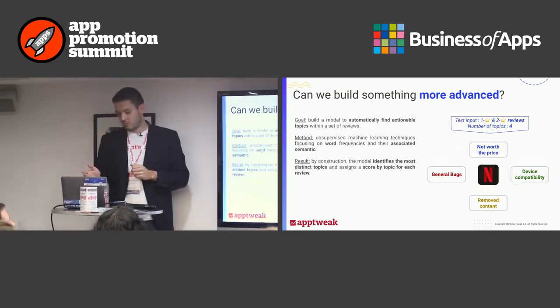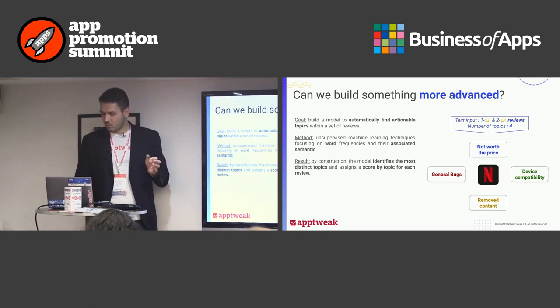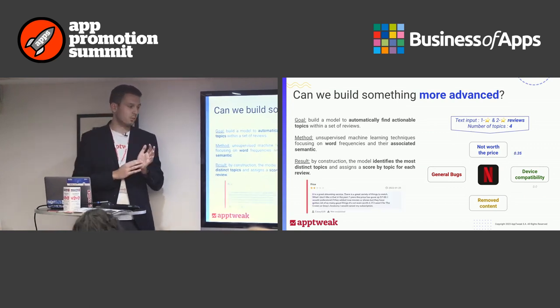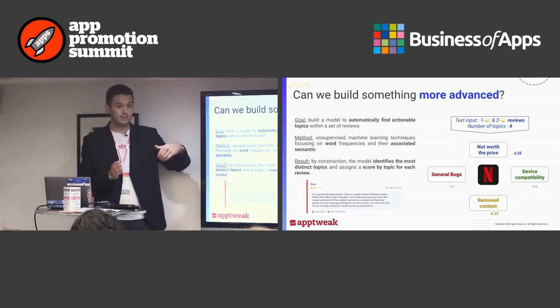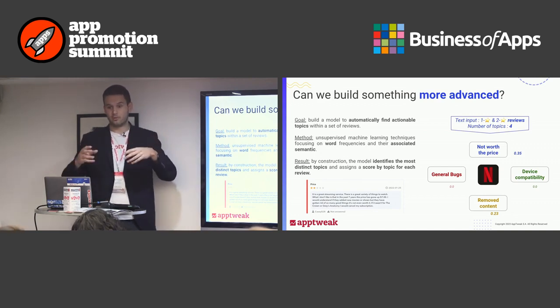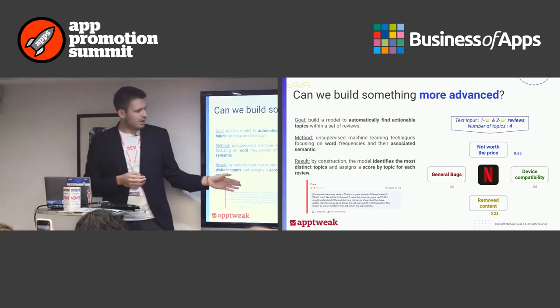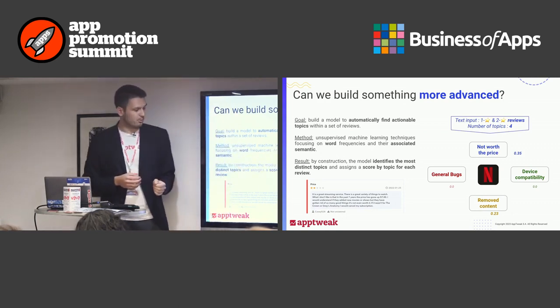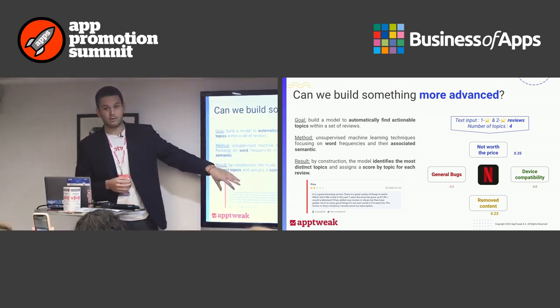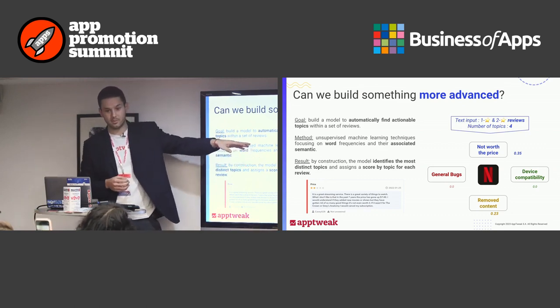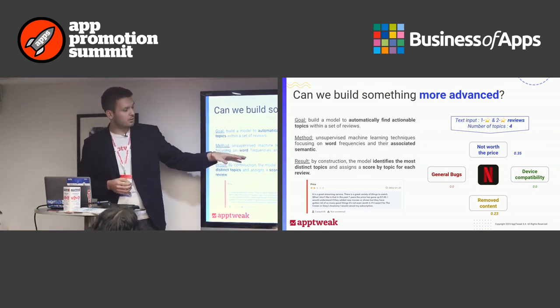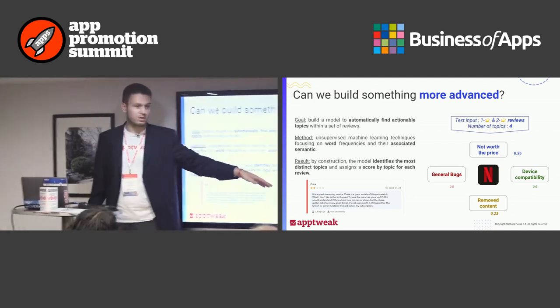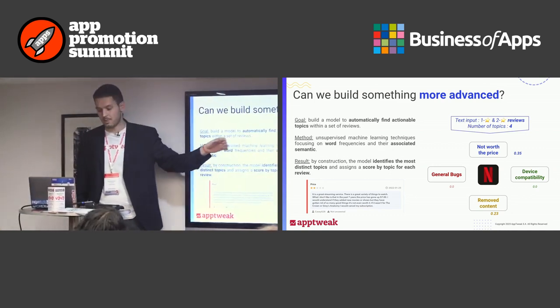But now, and really, really importantly, we have a way to trace back to each individual review. So if we take any review, be it in the past or even in the future, after we have fit the model, we are able to ask the model to give a score for each of these topics to this review. So let's say this review doesn't talk at all about the general bugs or the device compatibility, but it does talk a bit about the removed content issues and especially about the pricing.